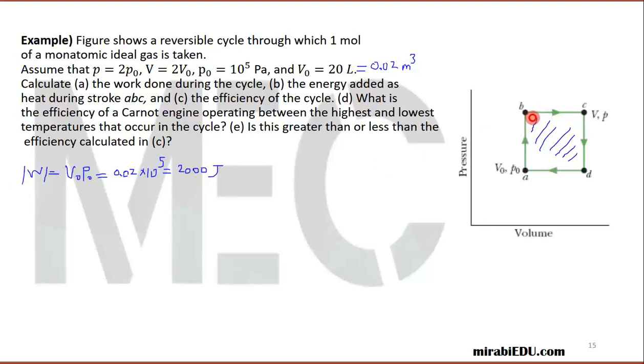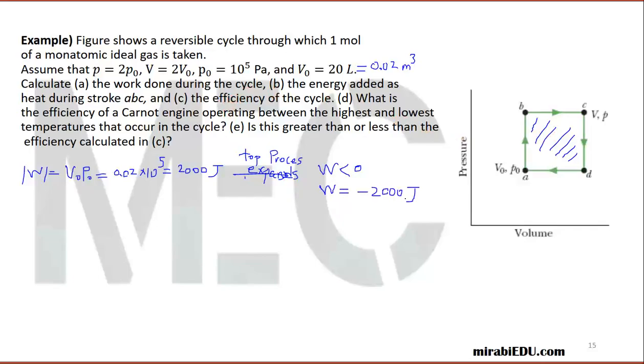Let's pay attention to the top process. In the top process the volume is increasing, so it is expanding. Because it is expansion, the work is negative. So the top process expands, and therefore the work of that is negative, and because that work dominates all other works, the work of the whole cycle is negative, and therefore the work is calculated to be negative 2000 joule.